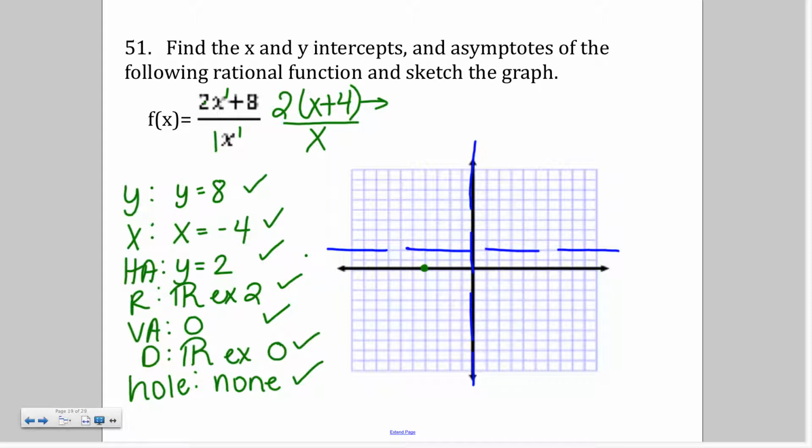Now, if we're looking at this, we look at this side of the graph. Since our x-intercept is at -4, our graph is going to be on the bottom. So we just sketch it. Now, if we're looking at the right side of the graph, since there's not an x-intercept, it's going to be on the top. And there you go.